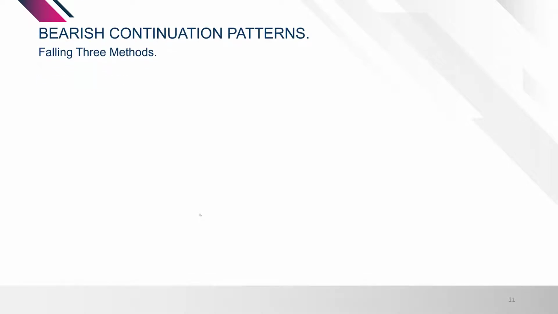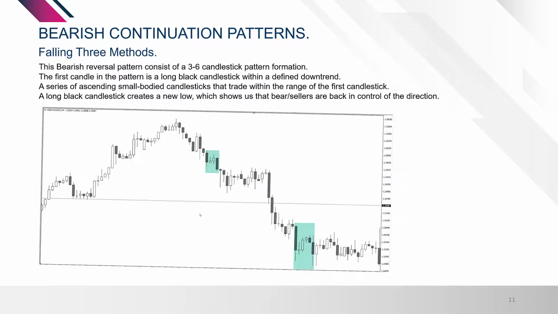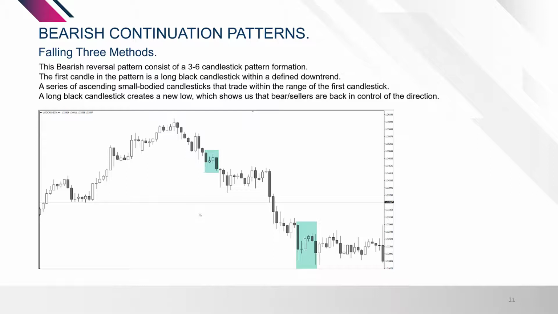Now let's look at the following 3 methods. This is a bearish continuation pattern. This pattern consists of a 3 to 6 candlestick formation. The first candle in the pattern is a long black candlestick with a defined downtrend, as illustrated. A long black candlestick creates a new low, which shows us that bears or sellers are back in control of the direction. So you'll be hunting for short trades.